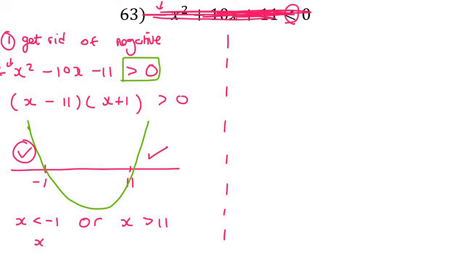If you prefer interval notation, you could say x is an element from minus infinity up to -1, or x is an element going from 11 to infinity.